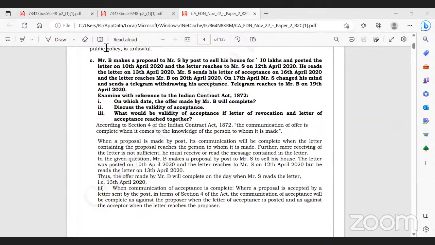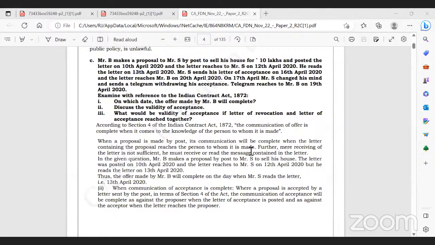What's the first question? On which date the offer made by Mr. B will complete? When will the offer complete? On behalf of the offeror, it is on the day on which the offer reaches the offeree. So see, read the answer.